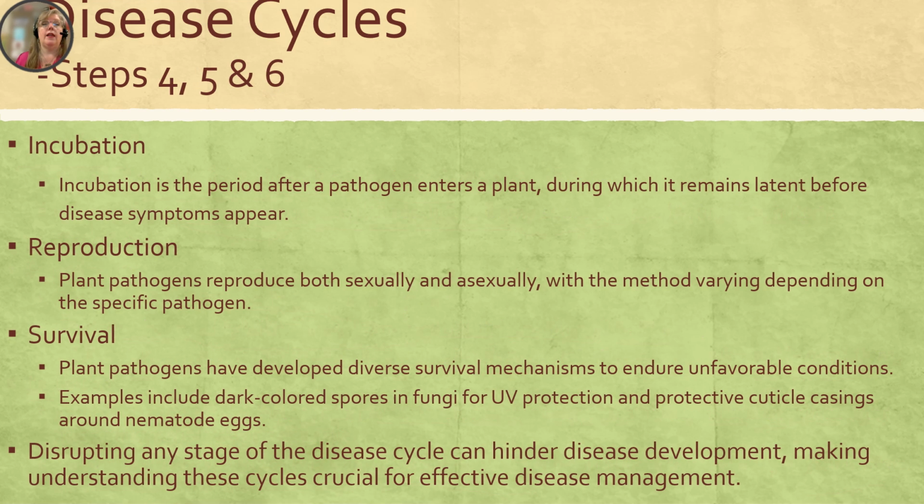Now the last 3 steps. Incubation, meaning once the pathogen enters the plant, it's going to remain latent, like just chilling out, building up and building up before the disease actually starts. That's what incubation means. And then you have the reproduction, where the plant pathogens reproduce either sexually or asexually, depending on what we're talking about. This is where they're getting ready to spread this infection to the other plants.